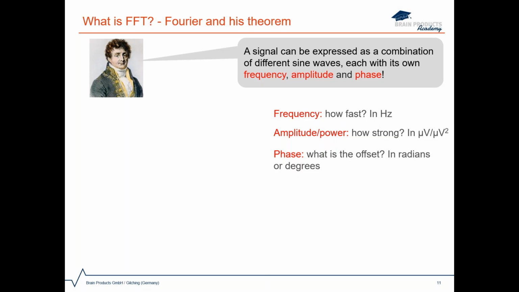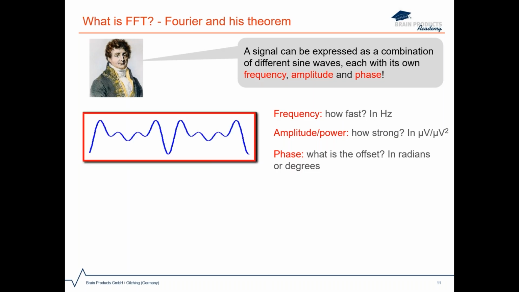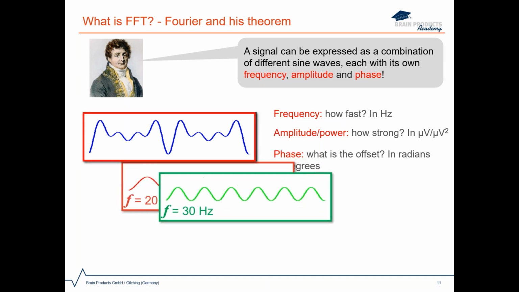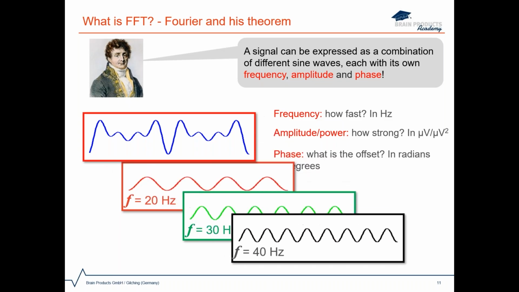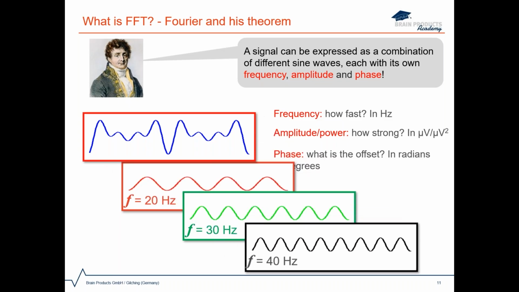In other words, any time domain signal, for example this one, can be decomposed into its constituent frequency components. As you can see, the original signal is composed of 20, 30, and 40 Hz frequency components. The next question is, how should we calculate the amplitude at those frequencies? As you might have guessed, the answer is to use Fourier transform.